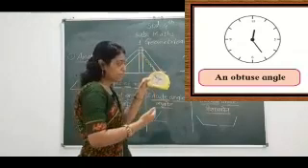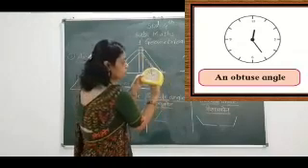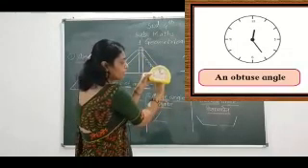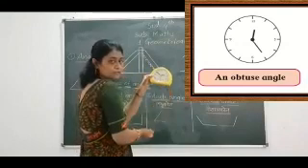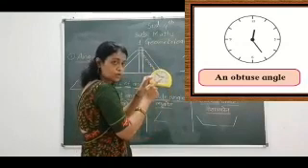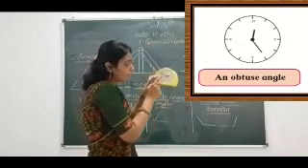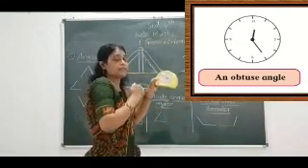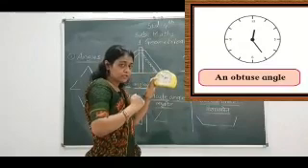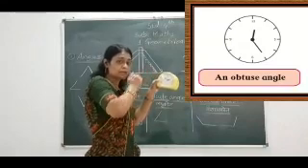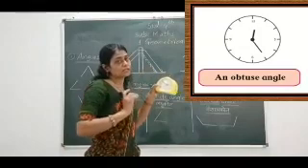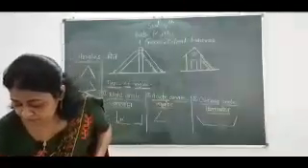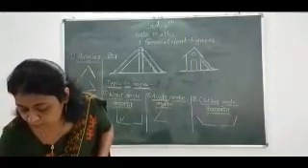Once again I repeat, when we increase the distance between two hands of the clock, the angle between two hands of the clock grows bigger than right angle. It means an angle is bigger than right angle is called as an obtuse angle.